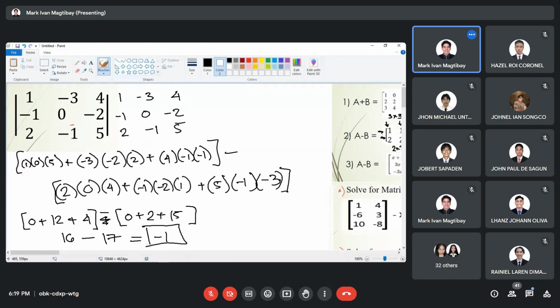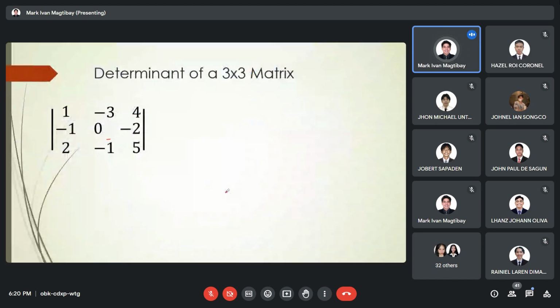Okay? That is how we could get the determinants of a 3 by 3. Rewrite po natin muna sa kanan yung ating mga elements. Pag-addin po natin yung same direction minus dun sa other direction natin. And then, simplify po lahat yan. Makukuha po natin yung ating final value po. Okay, that's one way on how we could get our determinant.